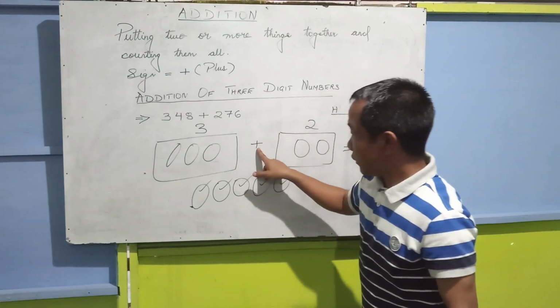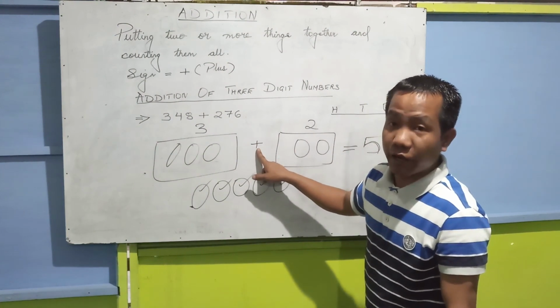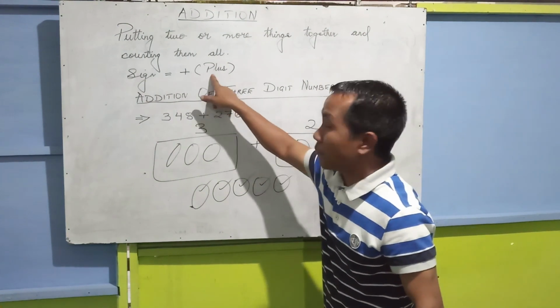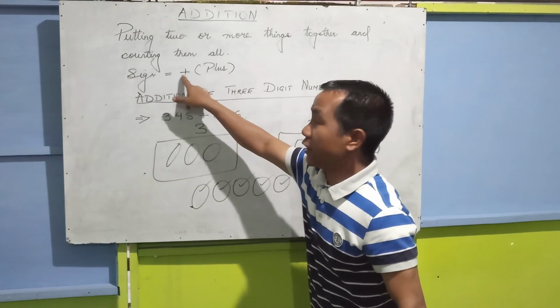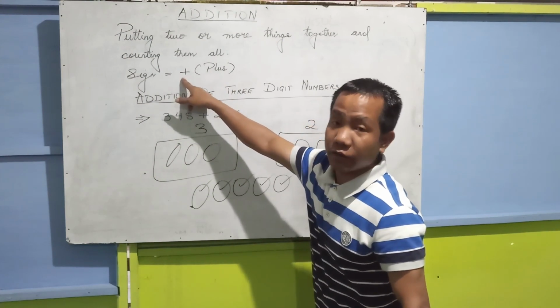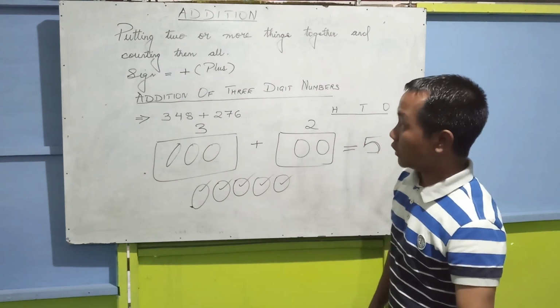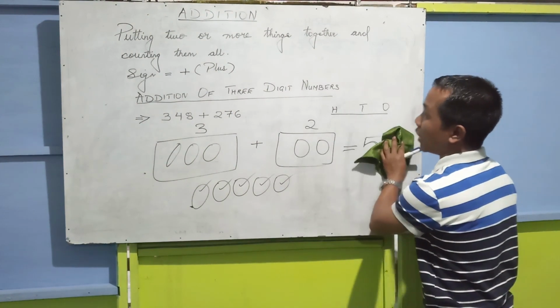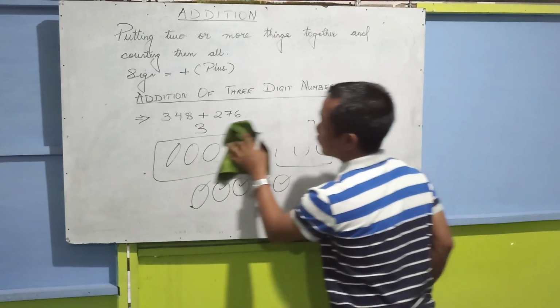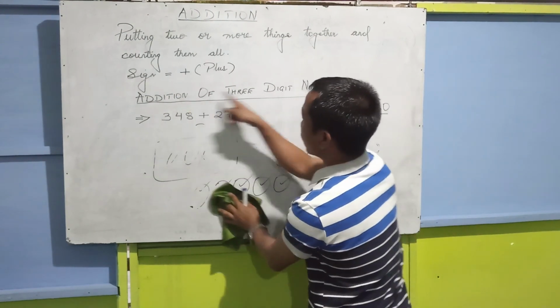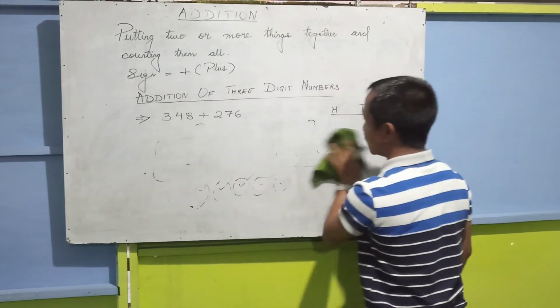So this sign is a sign of addition, and it is called plus. That is the meaning of addition. It's very simple. Now today we are going to learn about addition of 3-digit numbers.